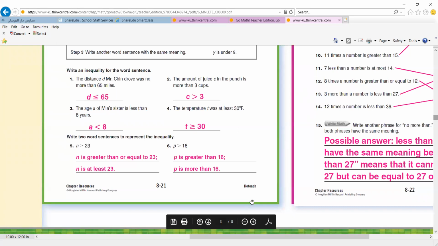This is not in the book. I will just discuss it. If you want, you can take a picture. The distance D, Mr. Chandru, was no more than. Not more than means less than or equal to. If it is more than, it has to be greater than. No more than 65. The age of Mia's sister is less than 8. Simple, A is less than 8. The amount of juice is more than 3 cups. C greater than 3. Very simple.